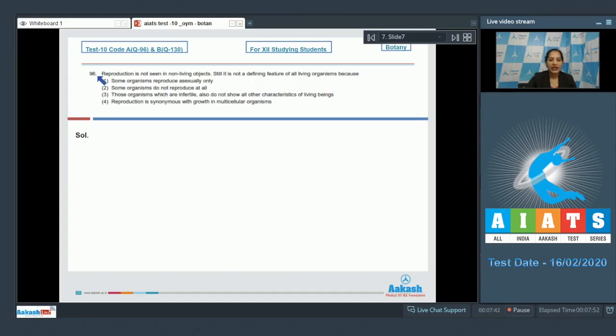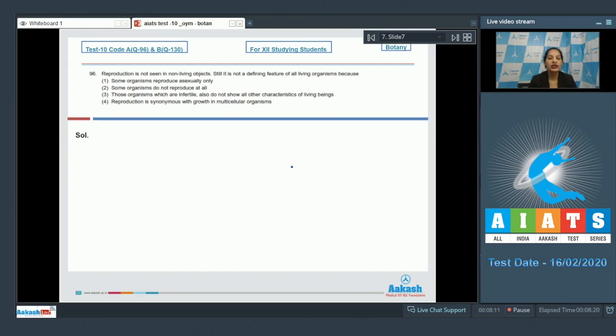Question number 96. Reproduction is not seen in non-living objects. Still, it's not a defining feature of all living organisms, because we say that a defining feature is a feature of living organisms which is present in all living organisms without exception, and secondly, it should not be shown by any non-living object. The second point is true for reproduction.